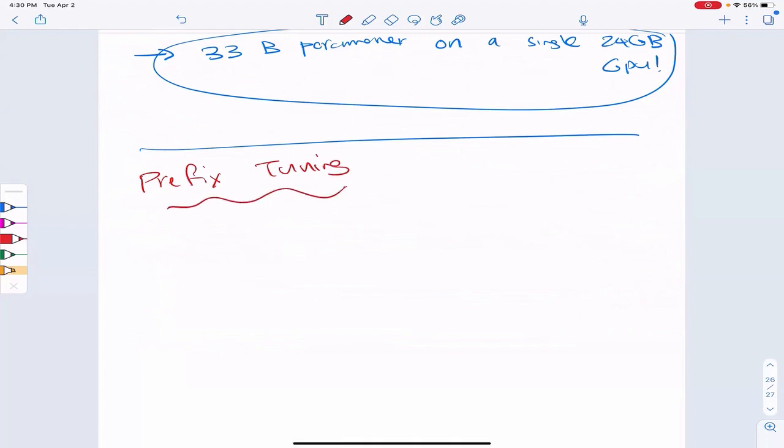Okay, so in fine tuning, you are changing your model. In LoRA, you're changing a little bit of your model. With adapters, you're changing maybe just the adapters. But you are changing your model parameters.